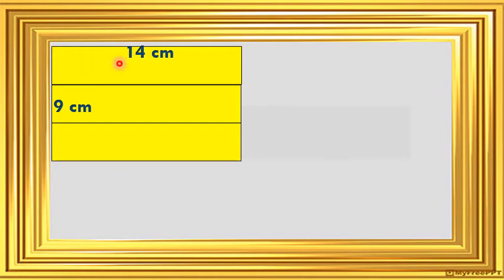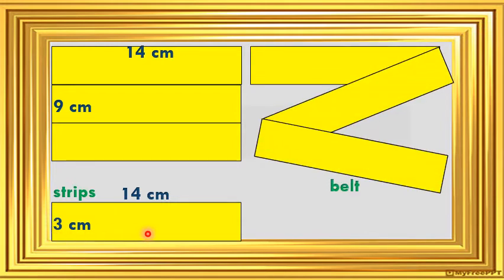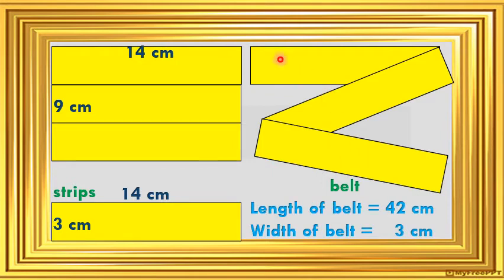Now cut strips of equal size out of this postcard. Now children, as you can see here, I divided the postcard into 3 equal parts. Then I cut it along these black lines. So I get 3 strips, each of length 14 centimeter and breadth or width 3 centimeter. Now using a tape, I join these 3 strips end to end to make a belt as shown in this figure. We can see that the length of this belt is 14 plus 14 plus 14, that is 42 centimeter, and the width of this belt is 3 centimeter.